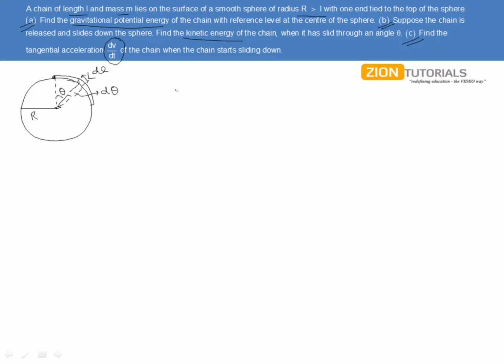So here we can have, if m is the total mass of the chain, then dm be the mass of this small element of the length dl, which will be the density, that is the mass per unit length, m by L into dl. And what is dl? dl is simply r d theta, because r into angle, then it is r d theta. So we have got the dm over here.